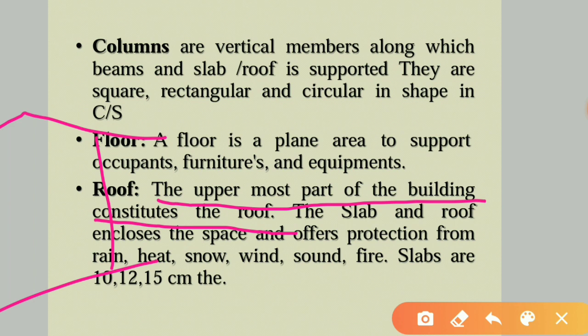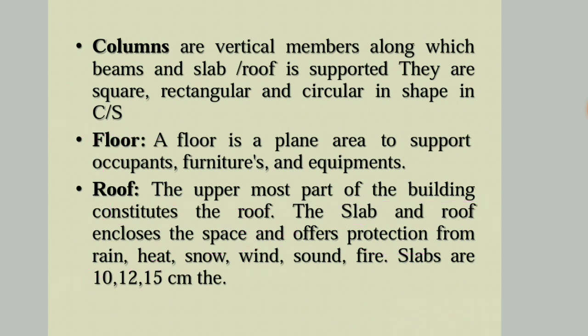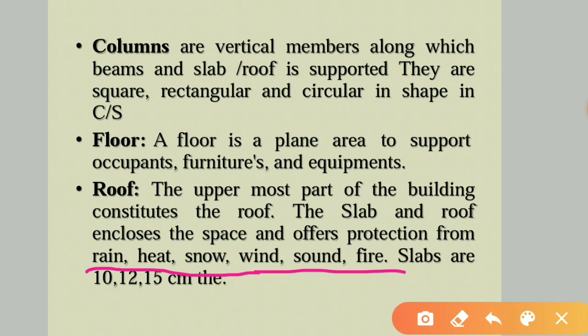So the roof is the uppermost part of the building. The slab and the roof enclose the space and offer protection from the rain, heat, snow, wind, sound, fire, etc. Mainly the purpose of the roof is to provide protection against rain. Rain is going to be avoided by providing a roof. Heat is going to be reduced. Snowfall, wind, sound, and fire are also going to be prevented with the provision of a proper roof.